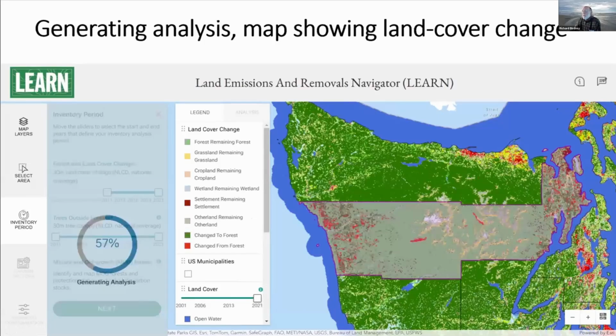So then you click the button to generate the analysis. It takes a couple of minutes. A lot of calculations going on on the server. Meanwhile, you can take a look at what's going on here in Jefferson County. A lot of change from forest shown in red pixels here. Some changes from non-forest to forest in dark green, and so on.